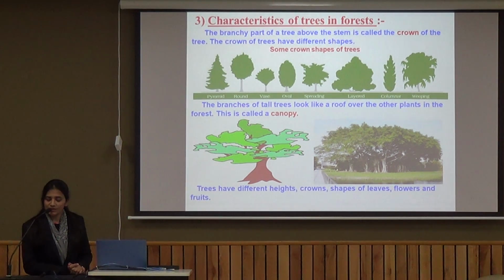Next, the branches of all trees look like a roof over the other plants in the forest. This is called canopy. Now the canopy is the roof of the forest which forms a particular branching. Moving on, these trees have different heights, crowns, shapes of leaves, flowers and fruits.